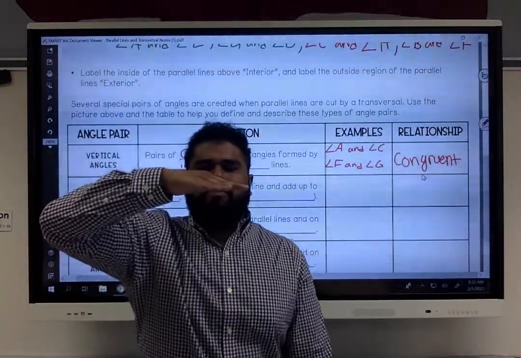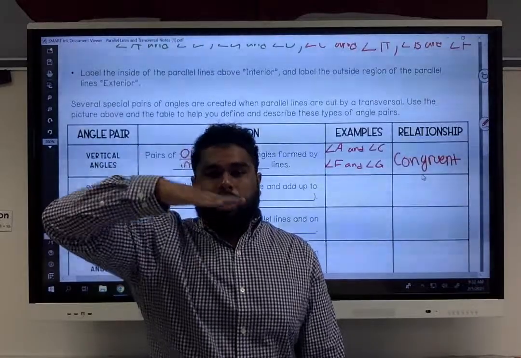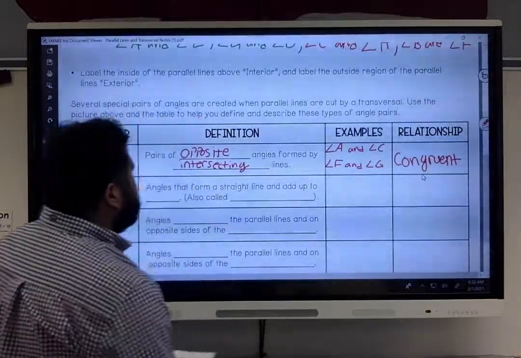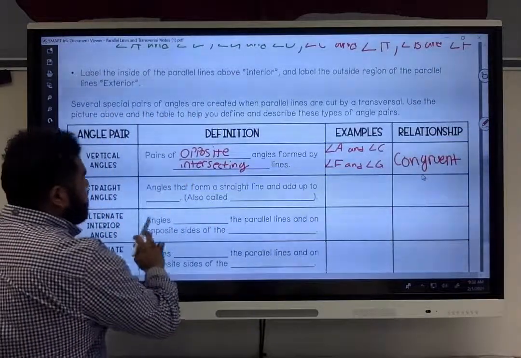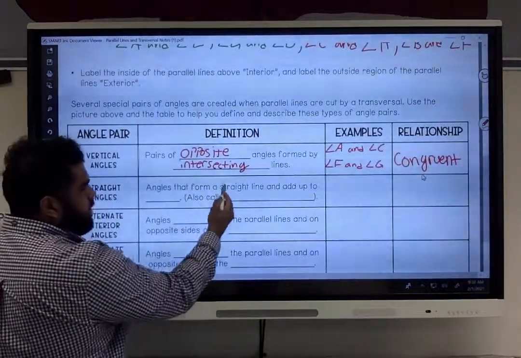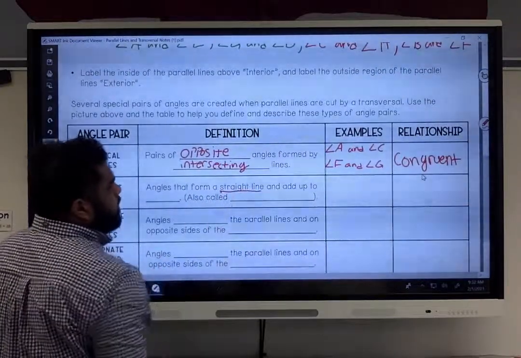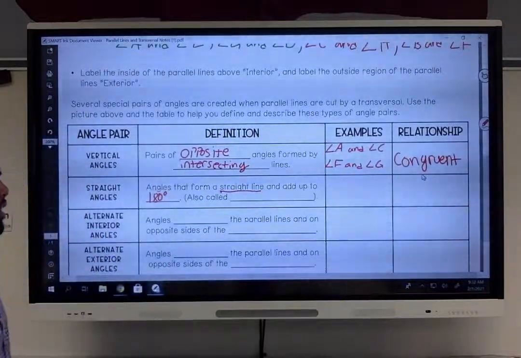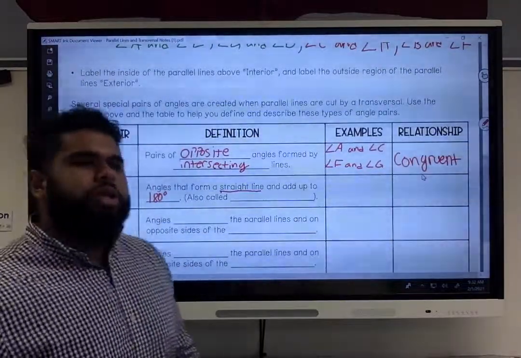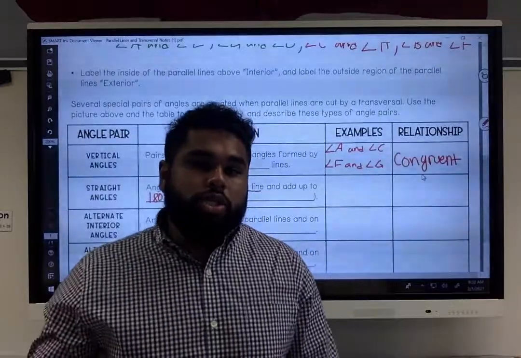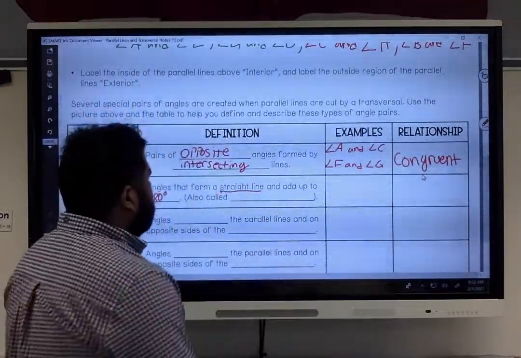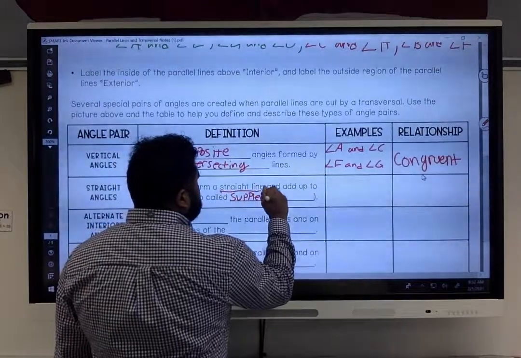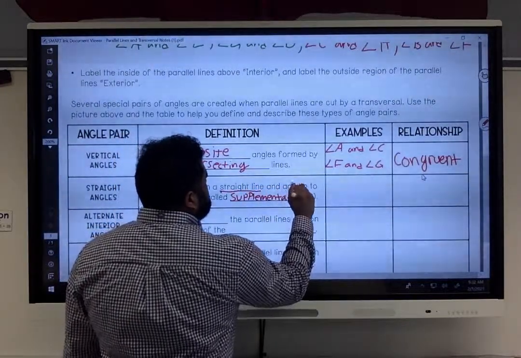Right now, if you put your hand out flat, congratulations, your hand is now at 180 degrees because a flat line will equal 180 degrees. So angles that form a straight line, remember it has to be straight, and add up to 180 degrees. Now, when you have two angles that add up to 180 degrees, that means they are supplementary.